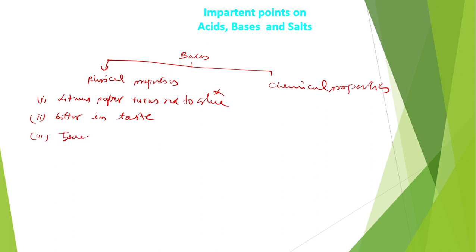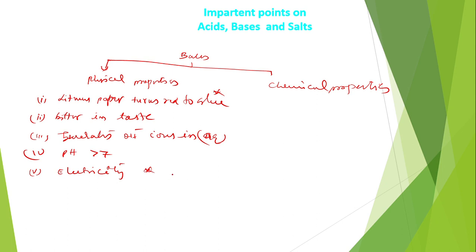Bases generate OH minus ions in water, in aqueous medium. Their pH is greater than 7. They conduct electricity. So this is also a very important point.